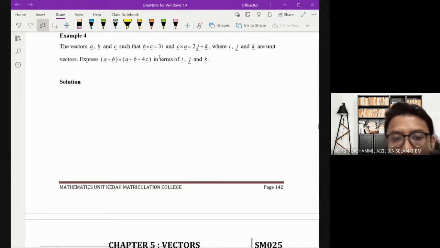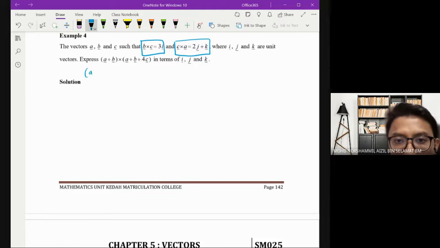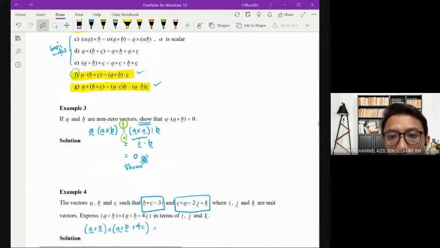Vectors A, B, C such that B cross C is 3i, C cross A is 2j plus k. Express A plus B cross A plus B plus 4C. So for the meantime, you need the properties to solve this one lah. You kena ada properties tu lah baru boleh nampak.